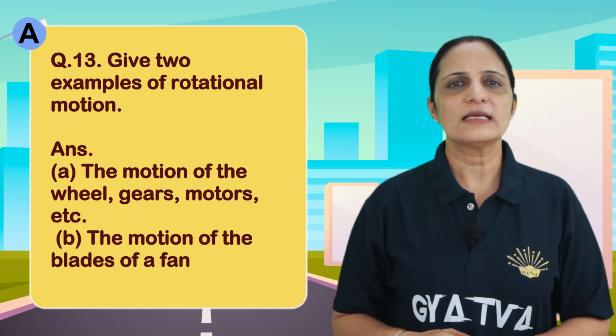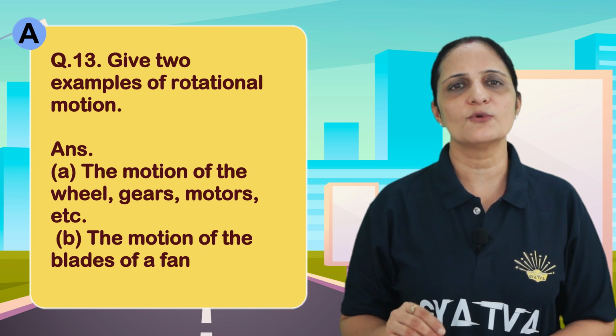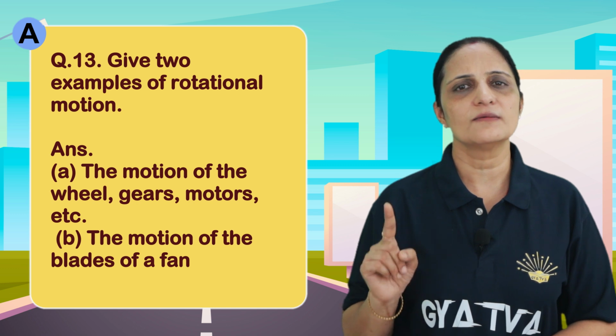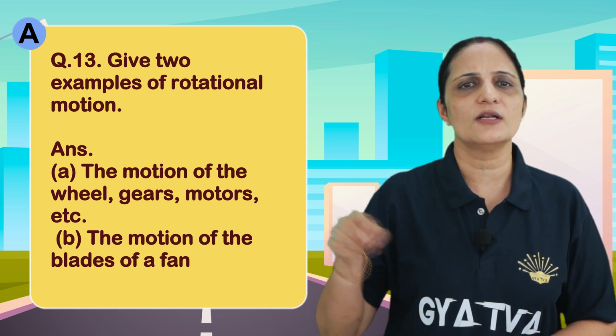Question number 13. Give two examples of rotational motion. First, motion of the wheel, gears, motor. These are all the rotational motion.